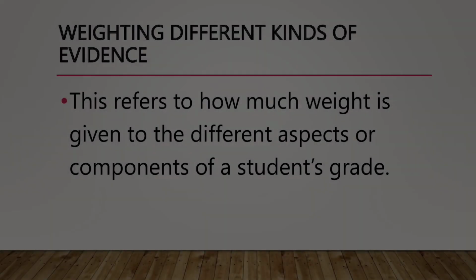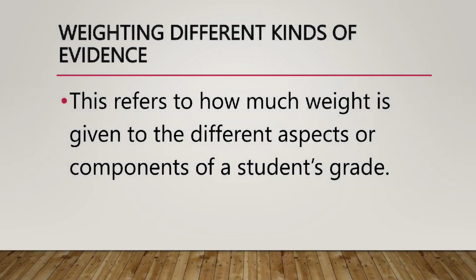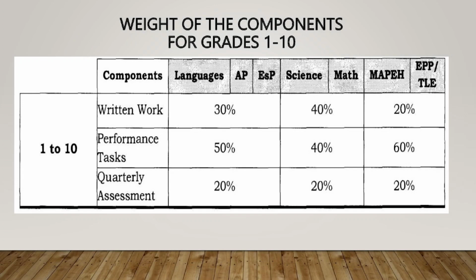The third one is the weighting different kinds of evidence. So this refers to how much weight is given to the different aspects or components of a student's grade. So these are the weight of components from grades 1 to 10. We have here the written work, performance task, and quarterly exam.